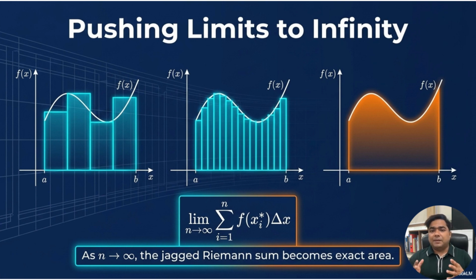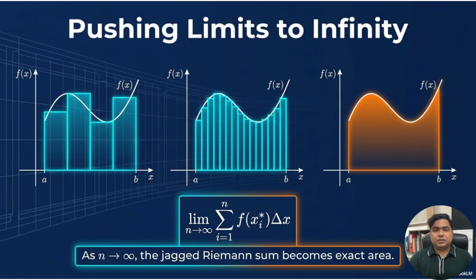Finally, in the ideal mathematical sense, we let the number of rectangles approach infinity. This means we imagine infinitely many rectangles, each with an extremely tiny width. In spoken form, the expression shown on the slide means: take the limit as n approaches infinity of the sum from i equals 1 to n of the function value at the selected point, multiplied by delta x. This is the formal idea behind a definite integral. When n becomes very large, delta x becomes very small. The jagged rectangle approximation becomes the exact area under the curve.